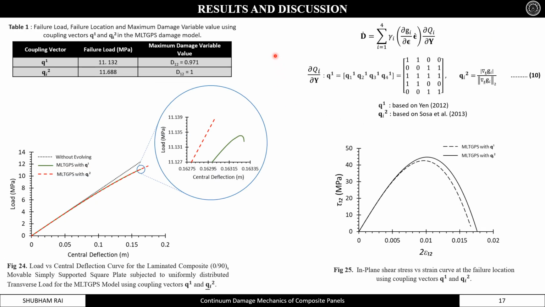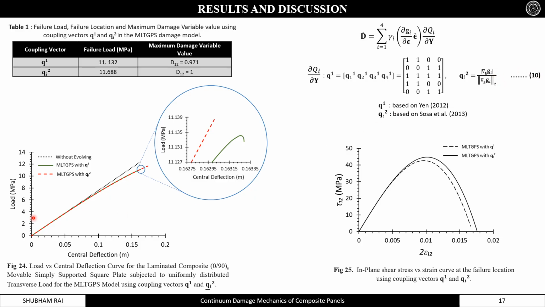In this slide, we have compared the MLT GPS damage model for the two coupling vectors Q1 and Q2. These coupling vectors take into account the coupling of damage in different directions. For instance, whether the damage in fiber direction is leading to damage in matrix direction or not, or whether damage in matrix direction is degrading the shear stiffness or not. Figure 24 represents the load versus central deflection curve at the center of the laminated composite plate, modeled using coupling vectors Q1 and Q2. Coupling vector Q1 is based on Yen and Q2 is based on Sosa, and they have the form represented by equation 10.